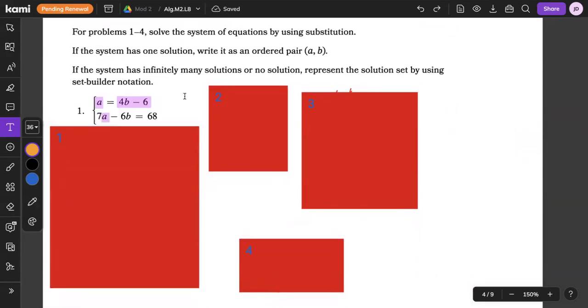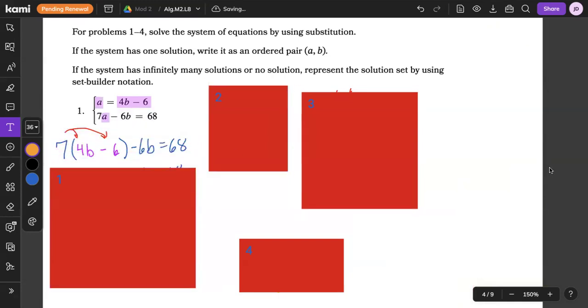So we have these two equations, a equals 4b minus 6 and 7a minus 6b equals 68. And that first equation tells us what a equals. It equals that entire expression of 4b minus 6. So we can take that and plug it in where we have a in the second equation. So that's what I've done here. I've taken that 4b minus 6 and just plugged it in where a was in the second equation, which gave us 7 times the quantity 4b minus 6, minus 6b equals 68.